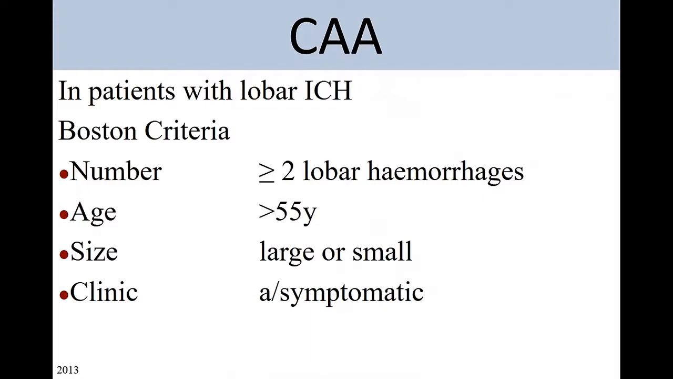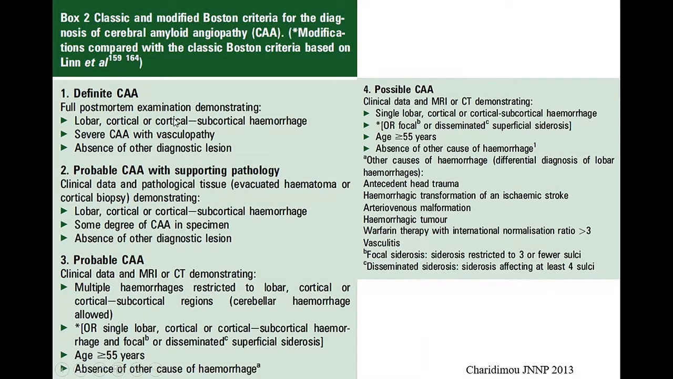To make the diagnosis, criteria were developed. These are the so-called Boston criteria, which depend on the number of hemorrhages, the age, the size, and the clinical presentation, symptomatic or asymptomatic. This is the modified form, where to make the diagnosis of definite, it must be postmortem. So that's beyond us. We are the experts of in vivo. So definite, and probable with supporting pathology, can be made if you do a biopsy. We most likely are dealing with cases where we could come up with a diagnosis of probable or possible CAA.